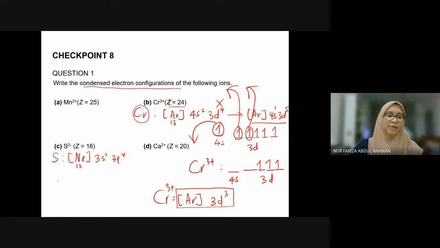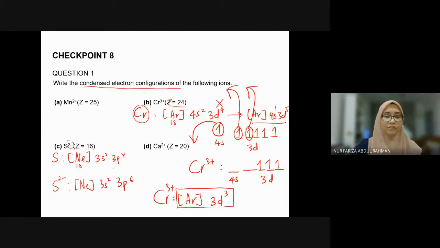Okay, when it becomes S2 minus, it accepts electrons. So there are 2 additional electrons now being accepted by the sulfur atom, becoming S2 minus. So it will become neon 3s2 3p6.